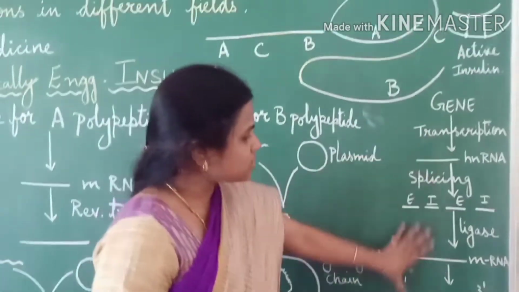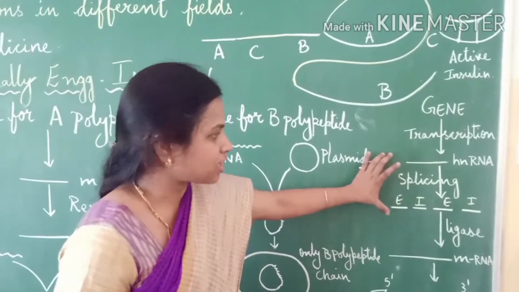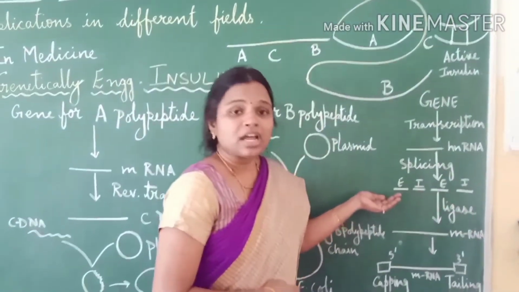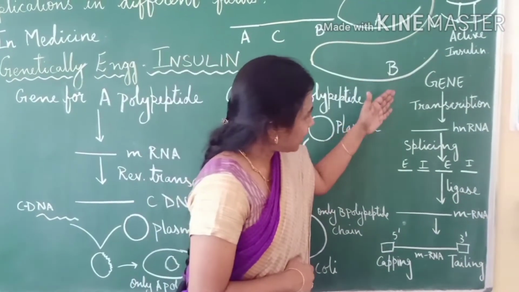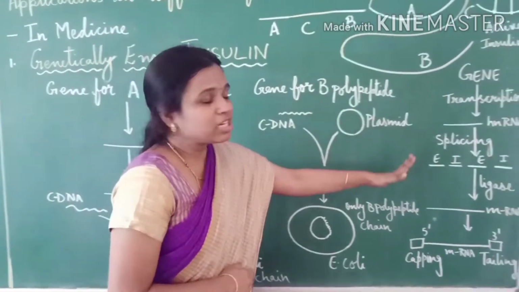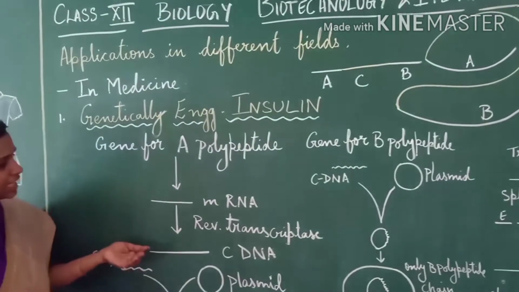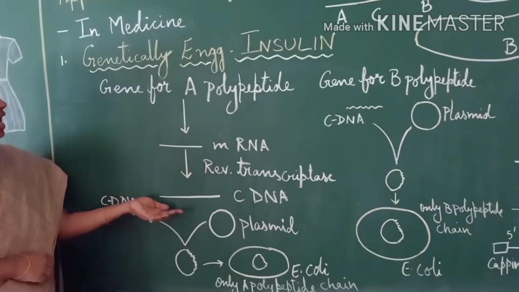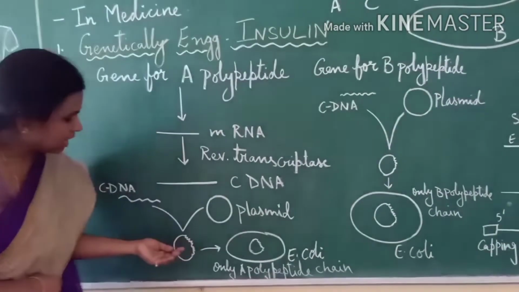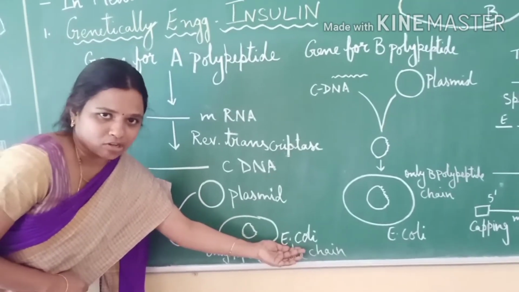For this process to take place in eukaryotic cells, we have different enzymes that are responsible for splicing and joining of the exons. These enzymes are absent in prokaryotes; they are present only in eukaryotes. So they directly took the cDNA and incorporated it into the plasmid, which was again incorporated into E. coli, a prokaryote.